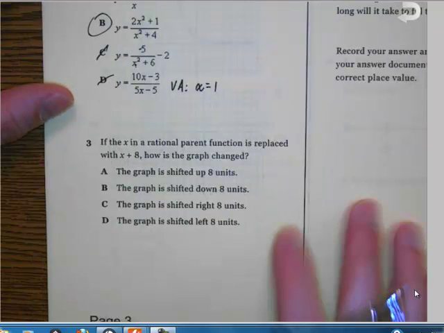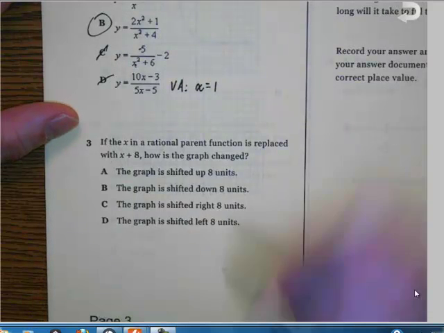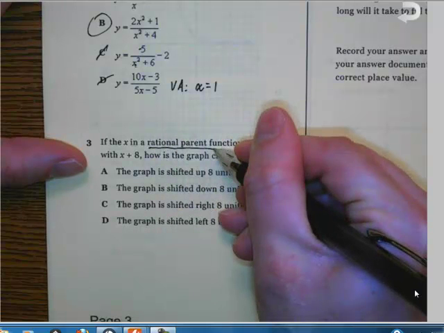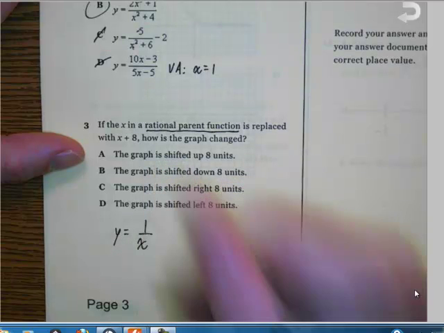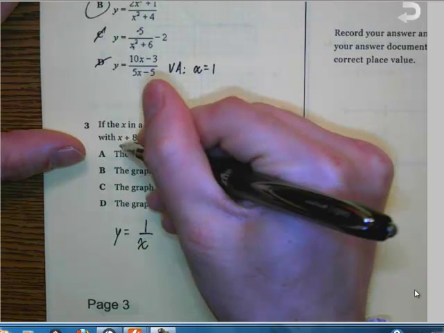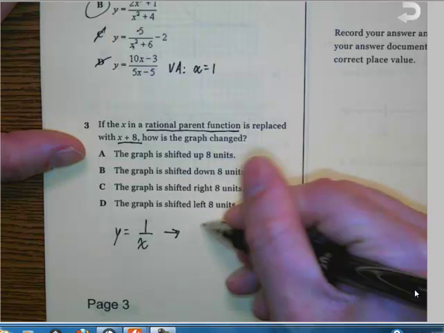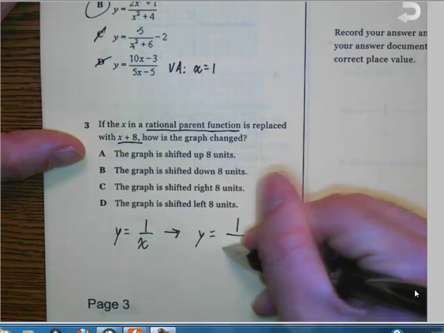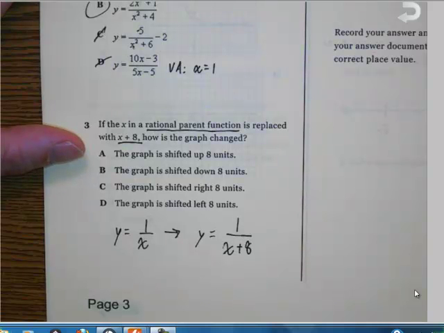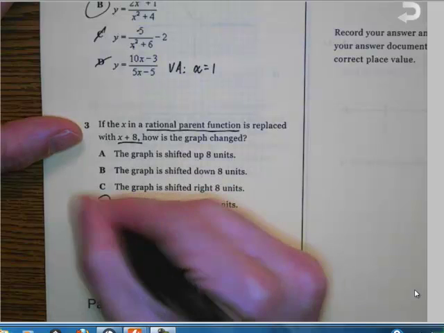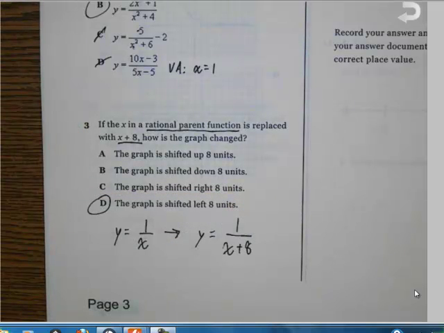Now, number 3, relatively simple. You have the rational parent function, that's the function y is equal to 1 over x, and then you have changed it to y is equal to 1 over x plus 8, and you recognize that insiders lie, and so we realize that it is shifted to the left 8 units. That's just, hi, do you remember that insiders lie? Everyone should have gotten that one.